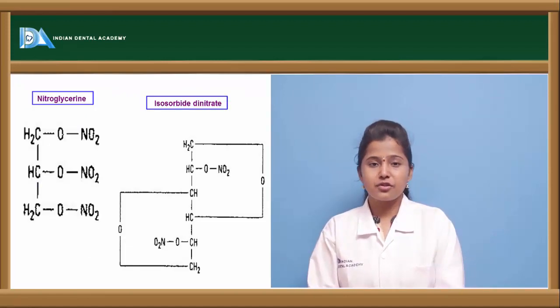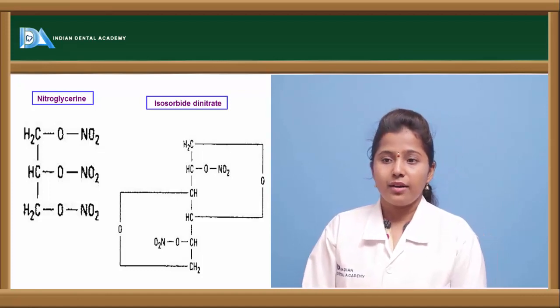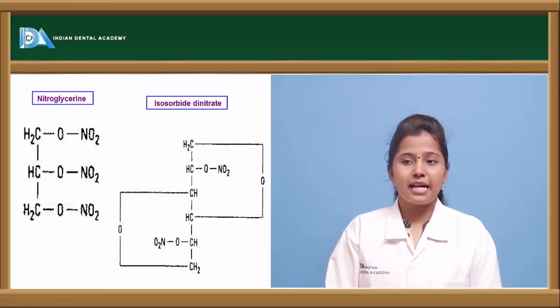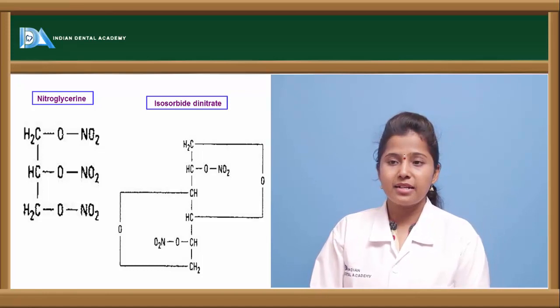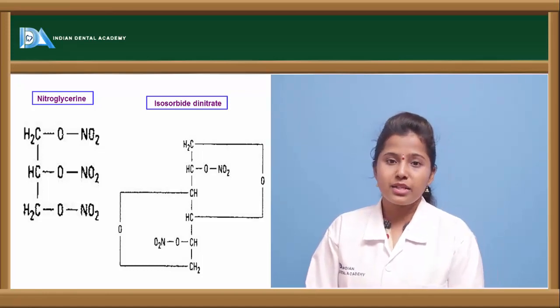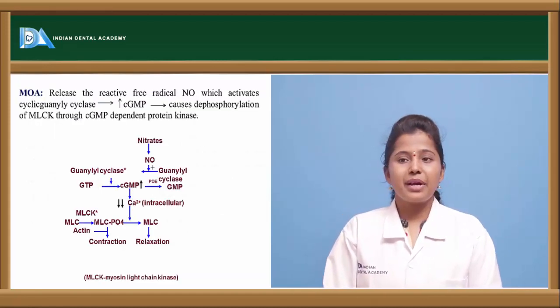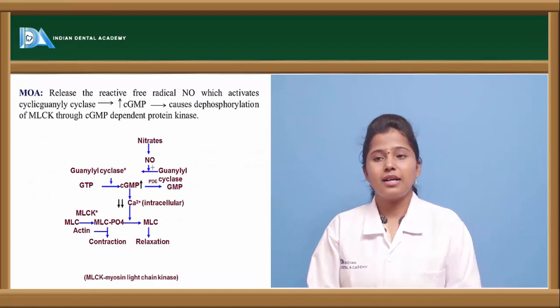And these are the structures of nitroglycerin as well as isosorbide dinitrate. We are looking at the structure because, as we'll see in the mechanism, NO, nitric oxide, will be released from these drugs. So that is why the structure of nitroglycerin is important. Next, let us see the mechanism of action of these nitrates.